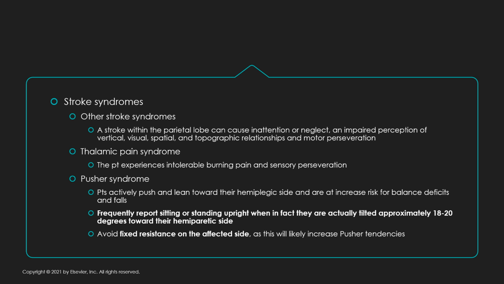they are at an increased risk for balance deficits and falls. And this is related to them having a poor orientation or perception of midline and upright. And they frequently report sitting or standing upright when in fact they're actually tilted approximately 18 to 20 degrees towards their hemiparetic side, but they're perceiving that they're at an upright position. With these patients, we want to avoid fixed resistance on the affected side. We don't want to push back against their pushing because this typically results in them pushing harder, and it increases those pusher tendencies, which then can put them at greater risk of fall because they're pushing towards their weak side.